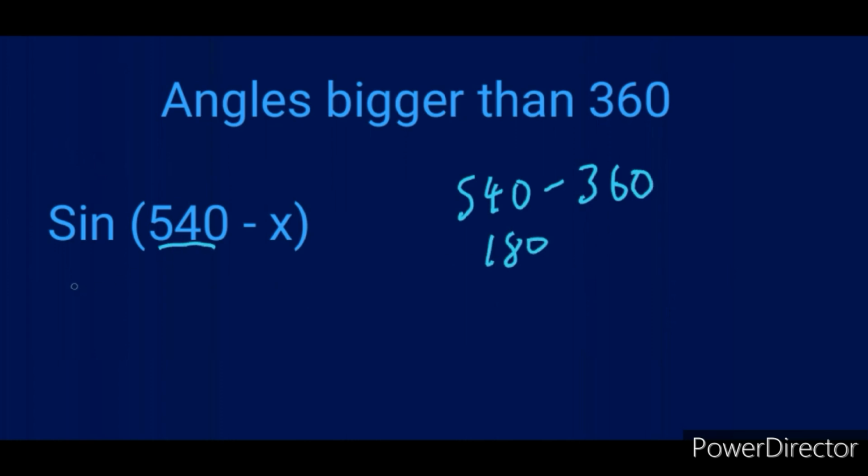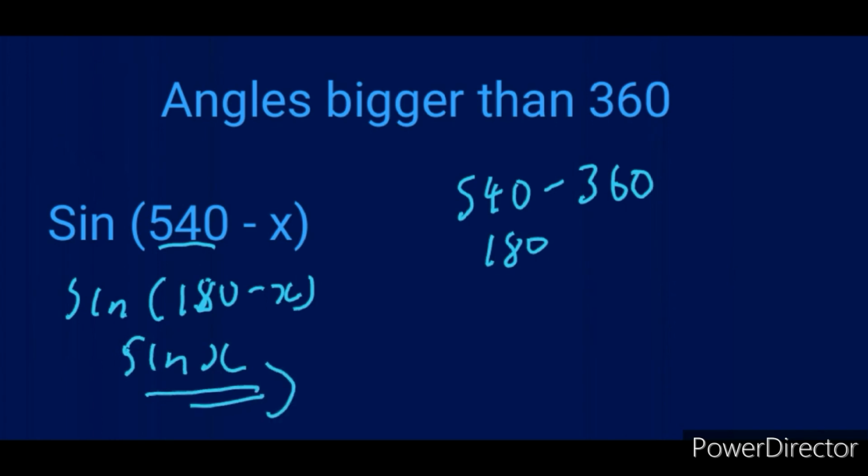So if we put 180 in place of 540, we'll end up having sine 180 minus x, which is indeed familiar to what we have memorized. So therefore we can proceed from here. Sine 180 minus x, we know it's just going to be positive sine x. And there we have it. Let's go to another example.